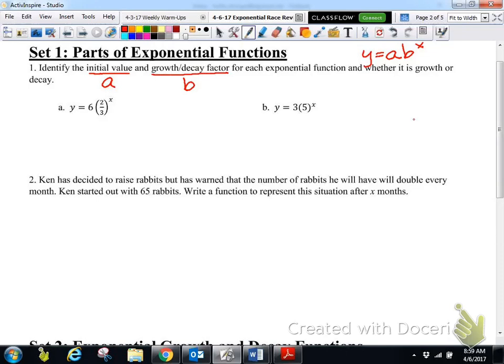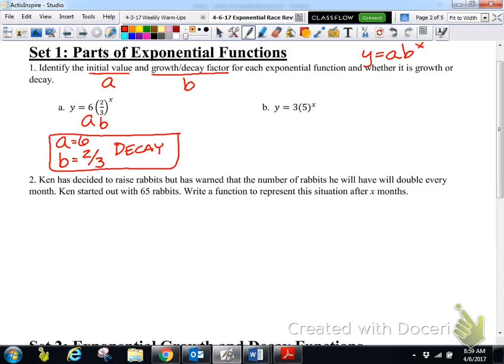So y equals 6 times 2/3 raised to the x. Well, 6 is in spot of the a, so that must be my initial value. 2/3 is in place of the b, so that must be my growth or decay rate. And since that b value is between 0 and 1, that means that this graph is going to be decay. Now, of course, we can graph it on our calculators and look at the graph itself, but just looking at our b value should tell us all we need to know.